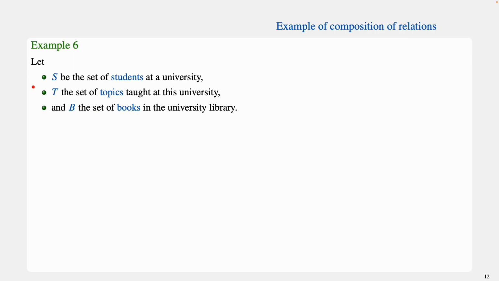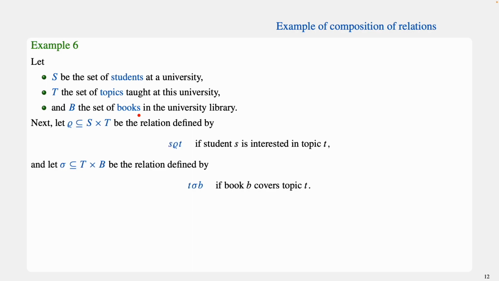Let's see an example where we can employ this composition of relations. So let S be the set of students at some university, T the set of topics that is being taught at this university, and B the set of books in the university library. Then we can define all kinds of relations between these sets.